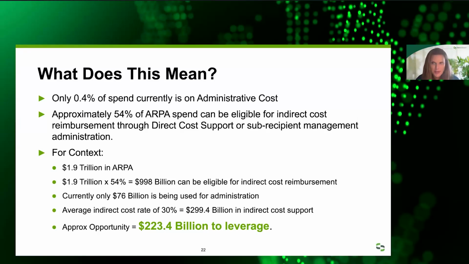That means that's what's being spent. Doesn't mean that's what's being collected. Obviously, we're seeing only 76 billion so far. So almost $300 billion is really what it's costing to support this $1.9 trillion in spend. So the opportunity that sits with us, and why we're here today and why we're having this conversation, is that of all the organizations, of all the funding, of all the things that are happening, $223.4 billion is there to leverage.